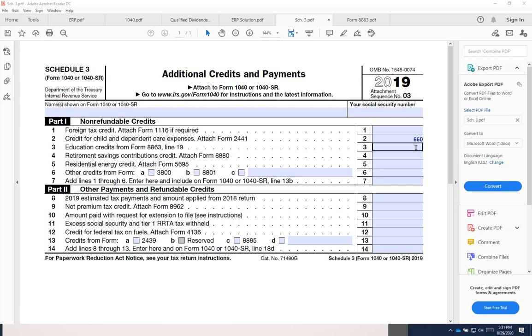So far, we have on line 2 the $660 child and dependent care credit. Now the lifetime learning credit, $240, so the total is $900. $900 gets carried over to 1040, line 13B.